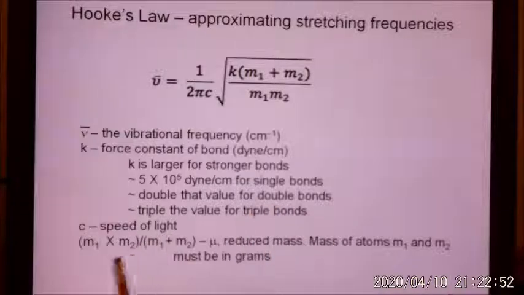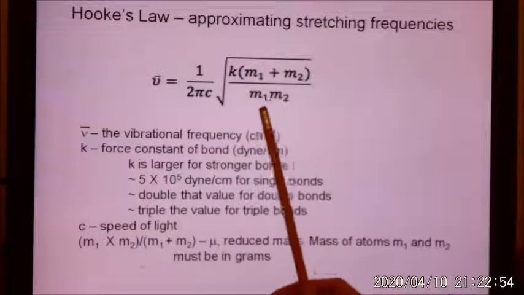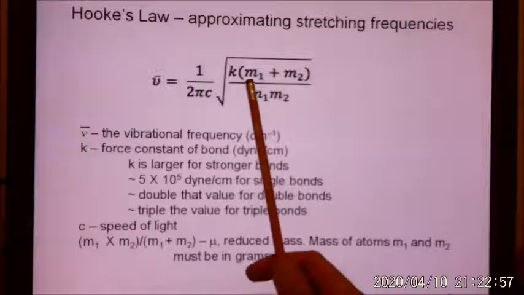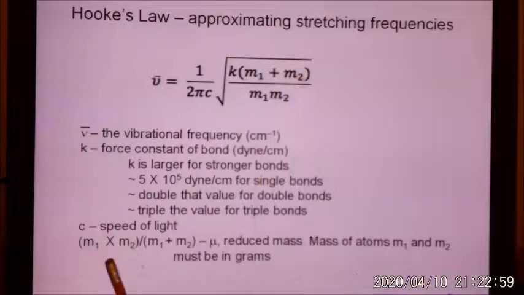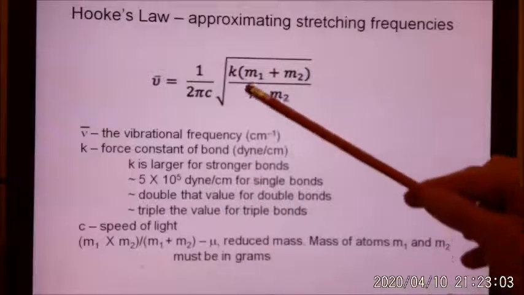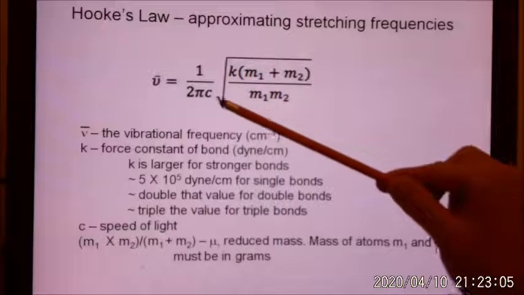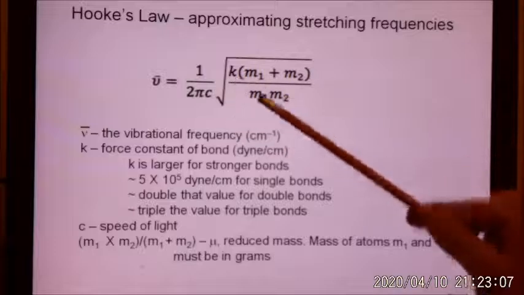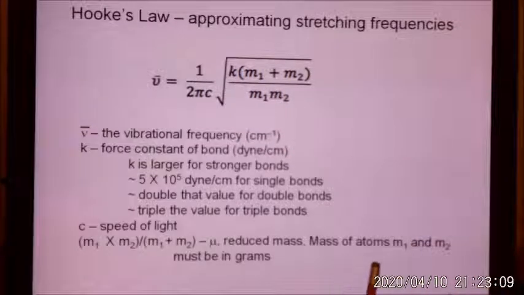The term m1 times m2 divided by m1 plus m2 is mu, the reduced mass. If we simplify it, it's the square root of k divided by mu. The masses of the atoms, m1 and m2, must be in grams, so you're looking at the mass of an individual atom.